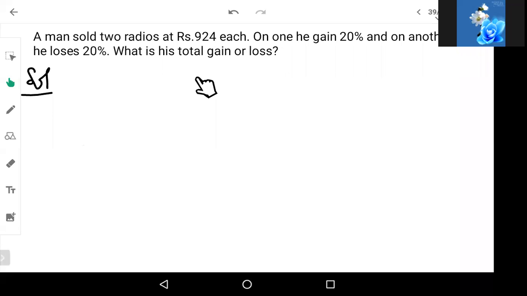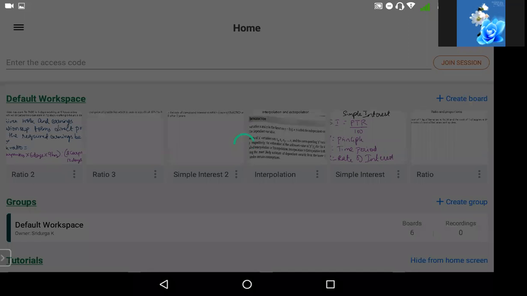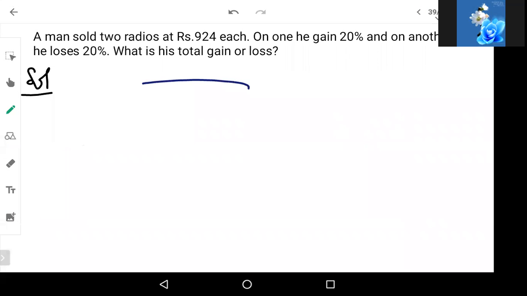Did you understand the question? Two radios, each of them sold at 924. If he sells one radio, he is getting a profit of 20%. And if he sells the other radio, he is getting a loss of 20%. So what is the total gain or loss? Now let us start solving this.